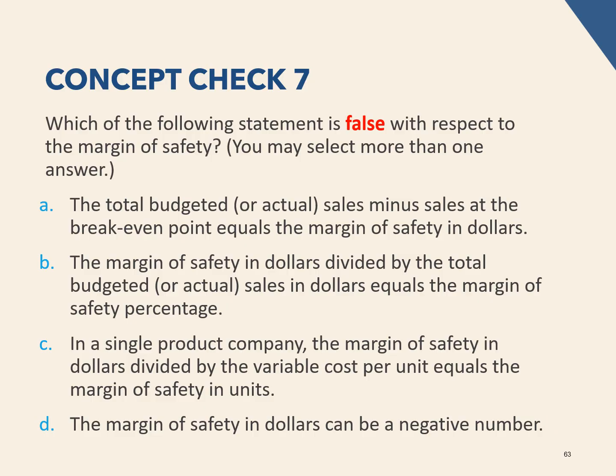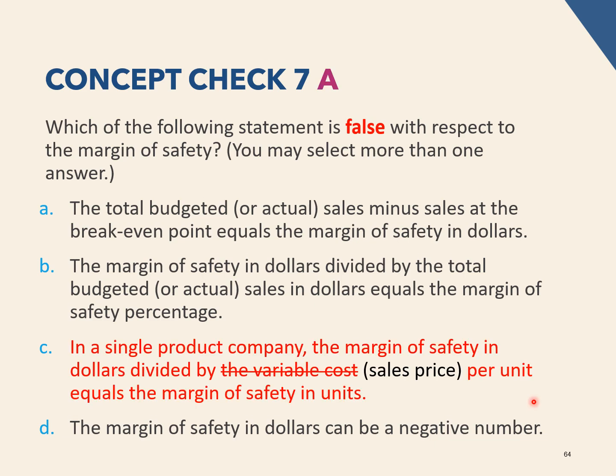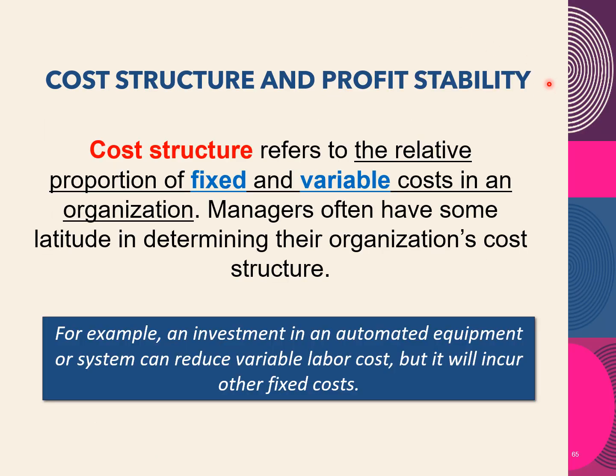So what do you think? The answer is C. C is not correct. In a single product company, the margin of safety in dollars divided by sales price per unit equals the margin of safety in units. Based upon the previous discussions, an important issue regarding cost structure and profit stability arises.